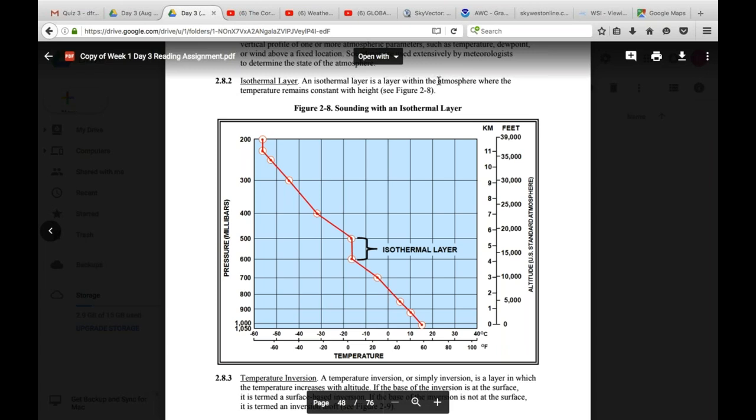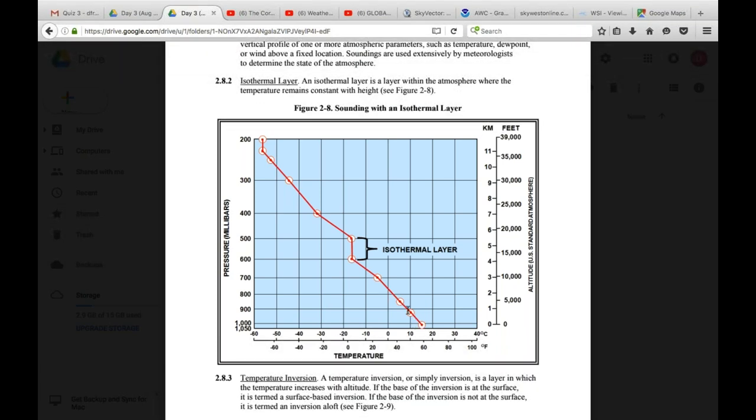An isothermal layer is a layer within the atmosphere where the temperature remains constant with height. So most of the time here, you're going to be decreasing temperature with height. And then sometimes there's an isothermal layer where we don't decrease at all. It just remains the same for a little bit, and then it starts decreasing again.